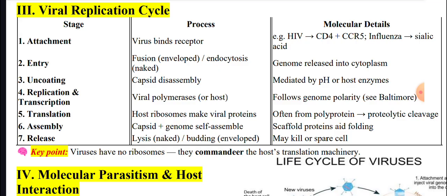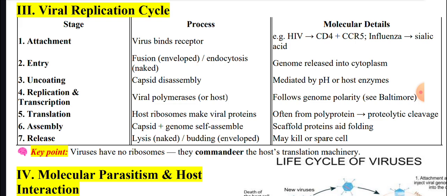Step 5, translation. Now the hijack is complete. The host ribosomes get commandeered. They start reading the viral mRNA and churning out viral proteins. And for many viruses, especially complex RNA viruses like polio or coronaviruses, there's another efficiency trick. They often make one single gigantic protein strand called a polyprotein. This long chain contains all the different viral proteins needed, linked end to end.